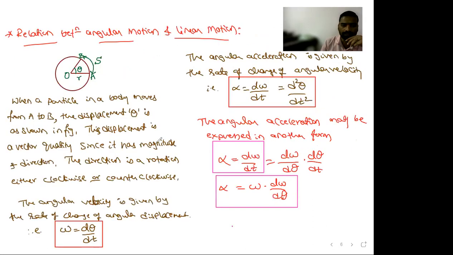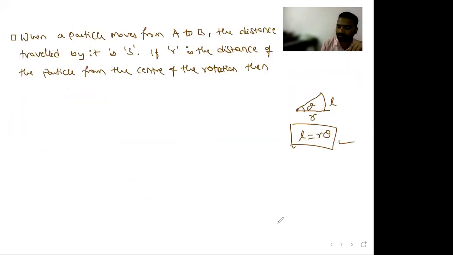See, this is an object. Initially, it is at place A. It has covered a distance to B. That is linear. Then about a point O, the distance is R, and how much it has covered in terms of angular is theta. So S is equal to R into theta. Can I write? Correct or no? Yes, sir. So S is equal to R into theta.